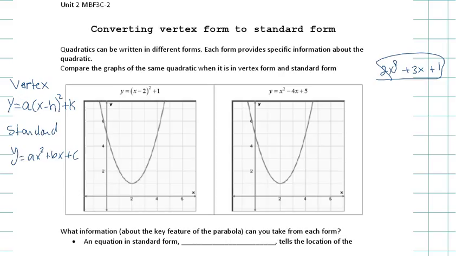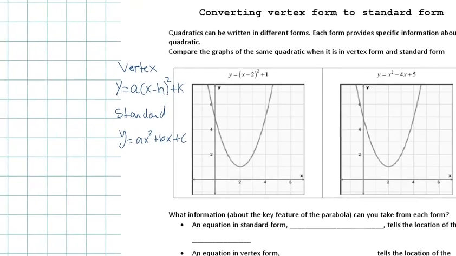So the question is, how do we go from vertex form to standard form? We go through what we call expanding. So we're expanding it, okay? It kind of follows the same thing that we just did with the foiling, but it's a little bit more advanced than that, okay? So let's look at this question.